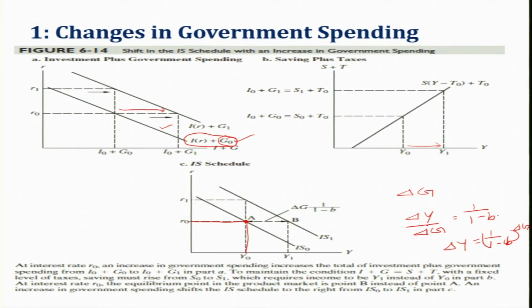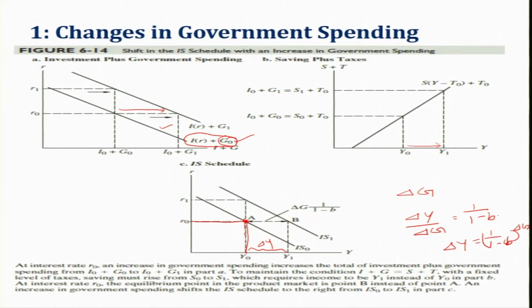Here the rate of interest remains constant. Then when there is an increase in government spending, the GDP, del Y, will increase by 1 by 1 minus B times del G. That distance is this much, so Y will increase this much. This is the del Y. So the IS curve will shift rightwards if there is an increase in government expenditure.